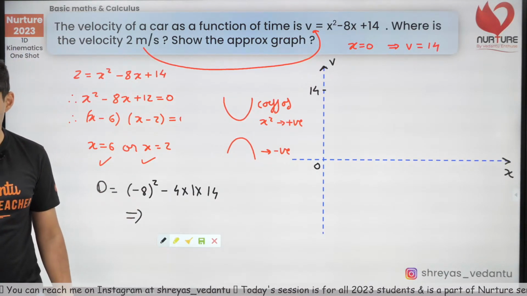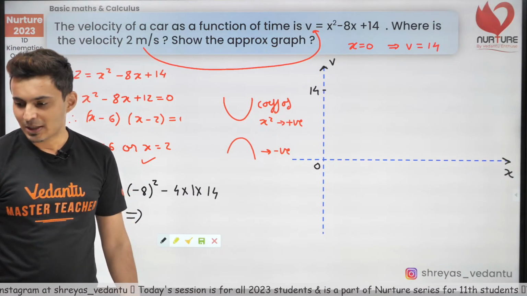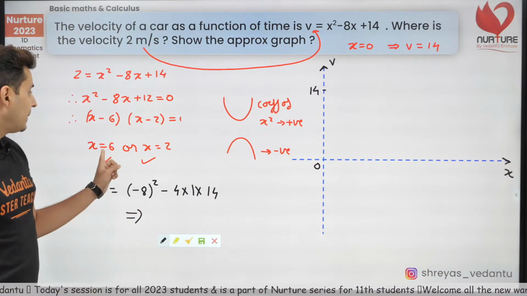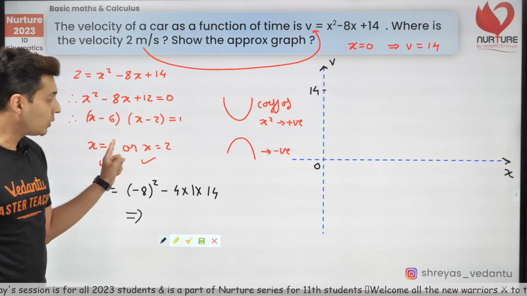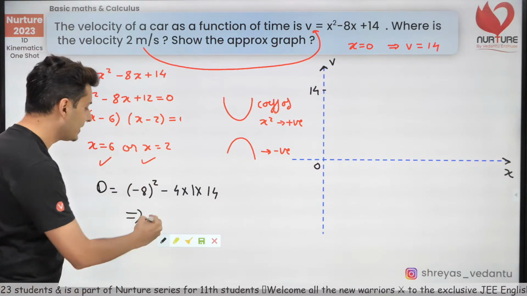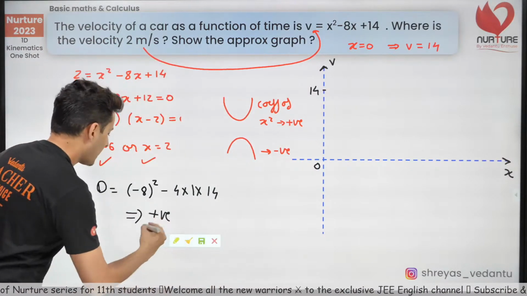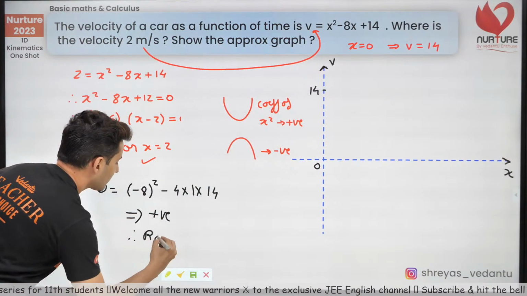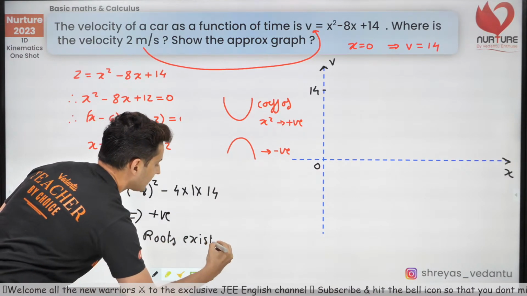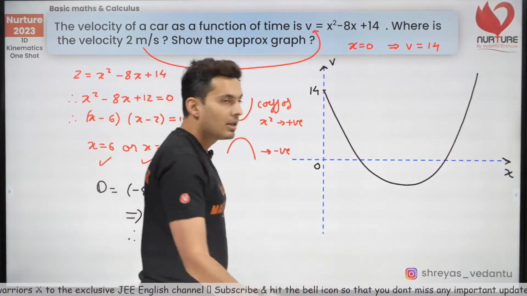Yes, it's a smiling parabola. Yes, it is positive. The answer is 6 and 2 both. If you said only 6, that is wrong. Both the answers are correct. Be careful. Yes, it is positive. That means it will cut. So therefore, real roots exist, and that graph will cut like this.